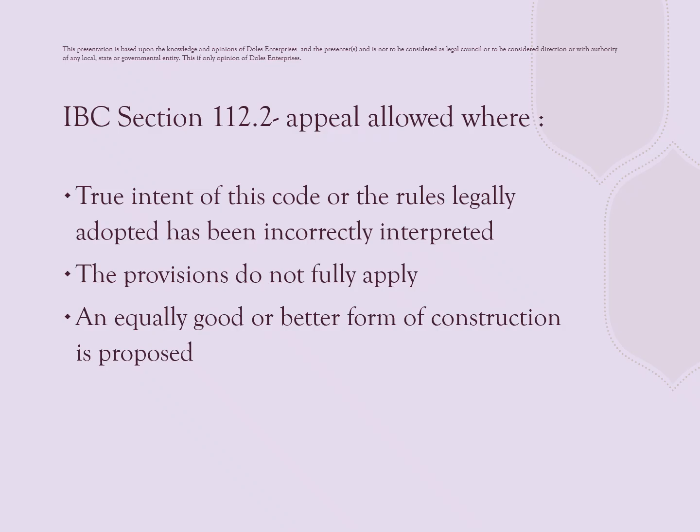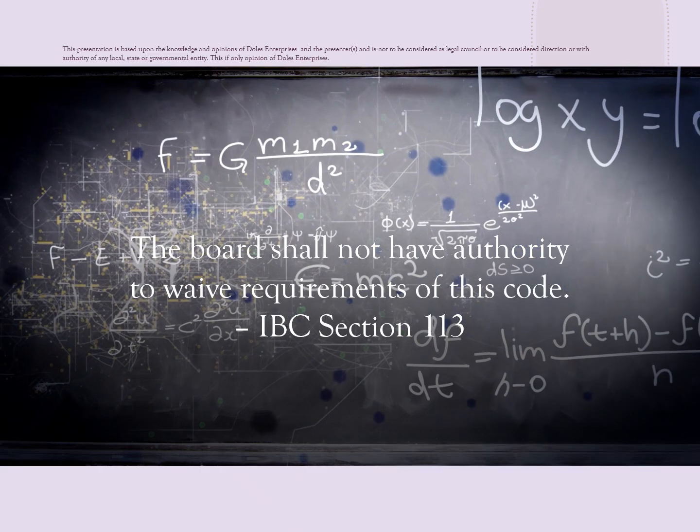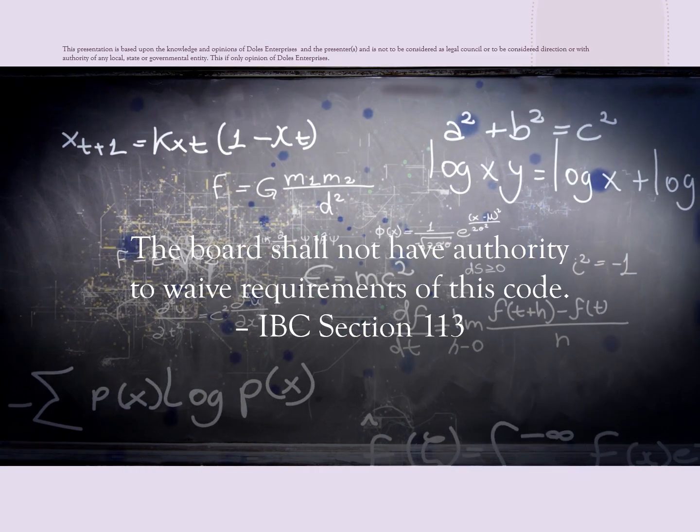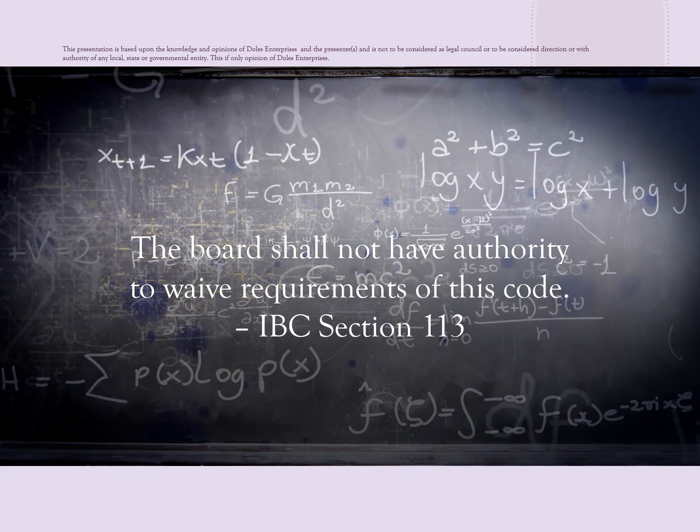Number 1, the true intent of the code or the rules legally adopted has been incorrectly interpreted, or the provisions do not fully apply. Lastly, an equally good or better form of construction is proposed. To repeat, the Board of Appeals shall not have authority to waive requirements of this code, IBC Section 113.